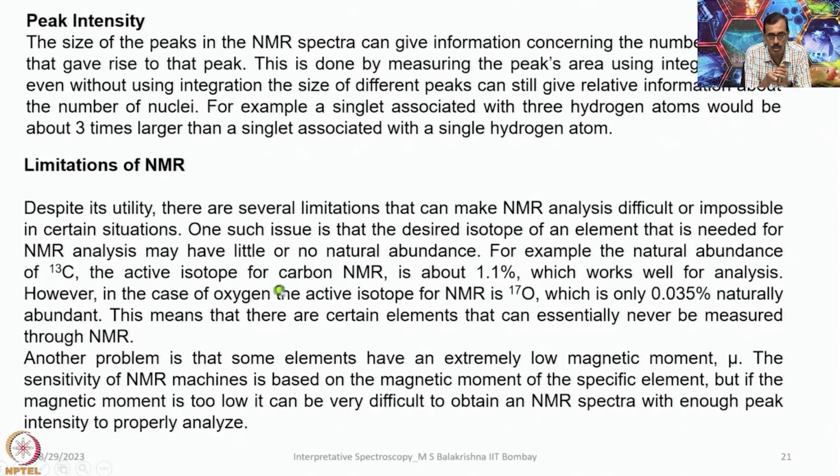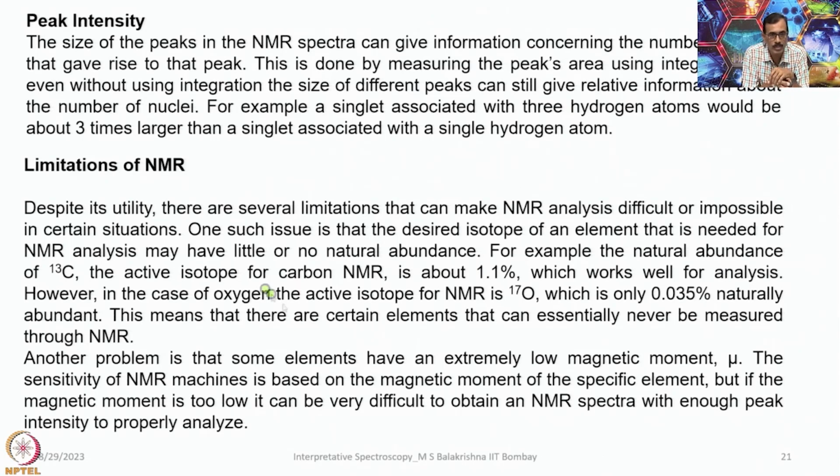However, in the case of oxygen, the active isotope for NMR is 17O, which is only 0.035% naturally abundant. This means that there are certain elements that can essentially never be measured through NMR. So no matter how much quantity we take, it is very difficult to run 17O NMR spectra for a molecule where we have an insignificant quantity of the 17O isotope. So if you want to run 17O NMR, it has to be enriched.